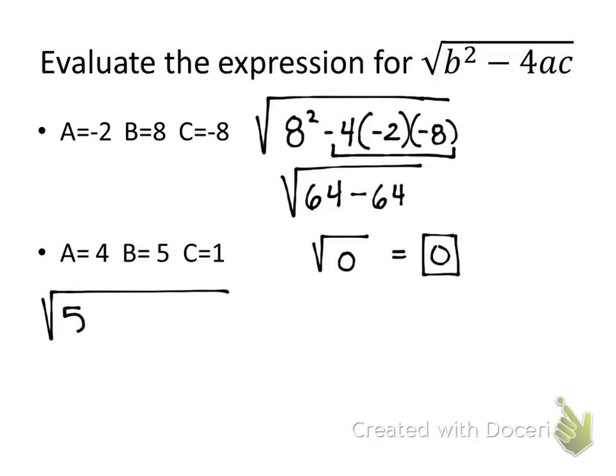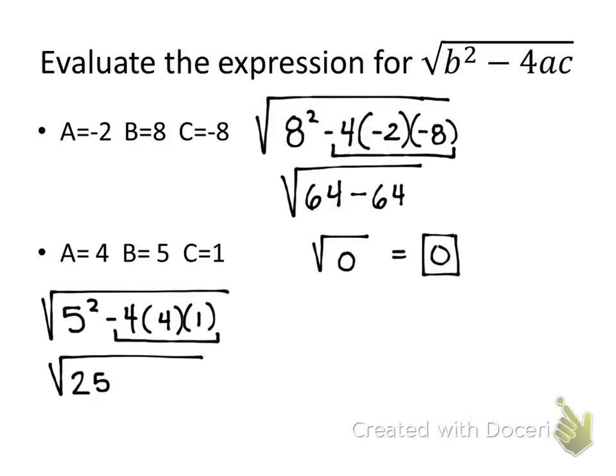We've got 5 squared minus 4 times 1. If you notice, all I did was just plug in the numbers here. What's 5 squared? 25. Now, I'm going to multiply, but let's count up. Is this going to be an addition or a subtraction problem? Subtraction. Why? Because there's only one negative. 4 times 4 is 16 times 1 is 16. 25 minus 16 is 9.